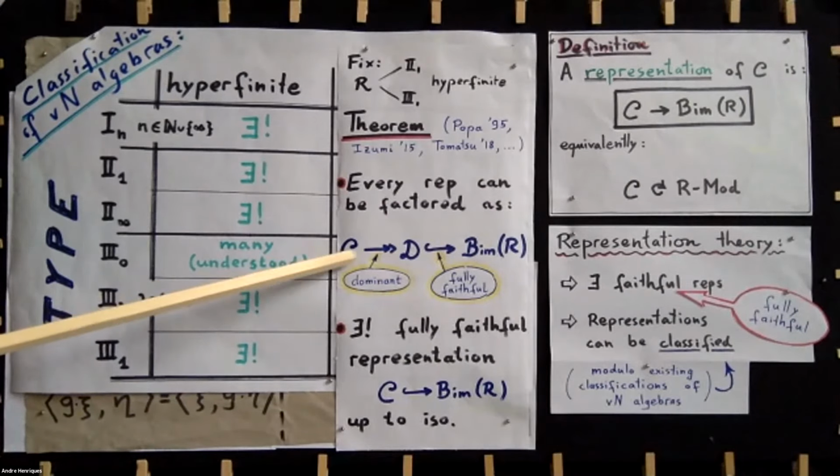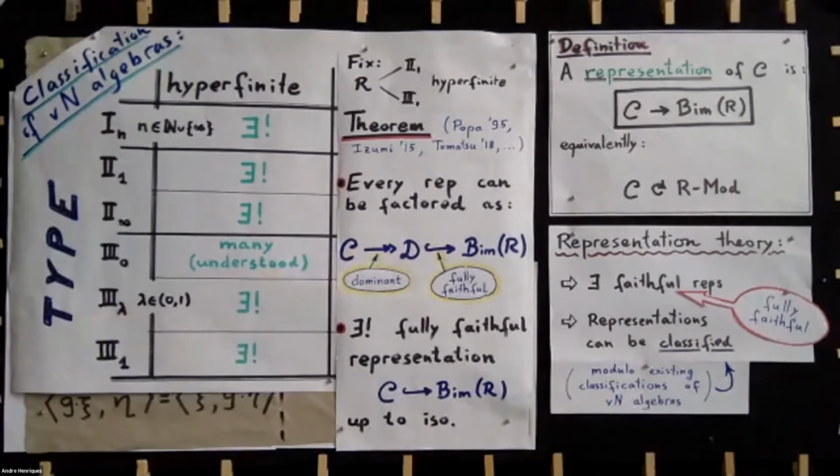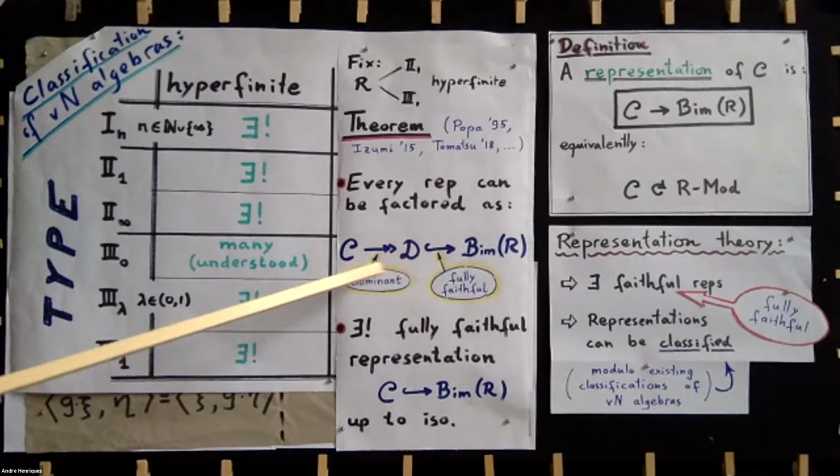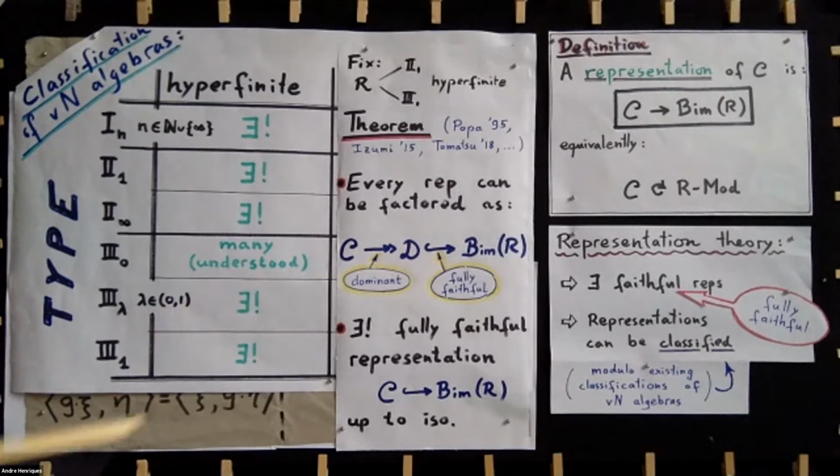And then there's this thing called the dominant functor, which really just means that every object of D appears as a summand of the image of something. So this first part here is a triviality. This is not something that's deep. This is a two-line argument. I'm just putting it here because it makes the theorem nice.